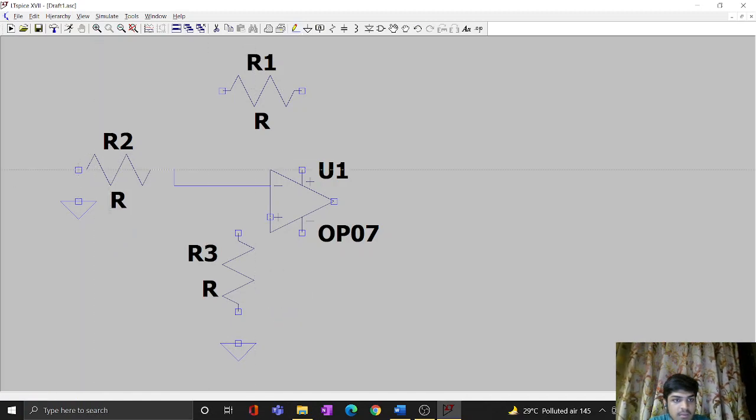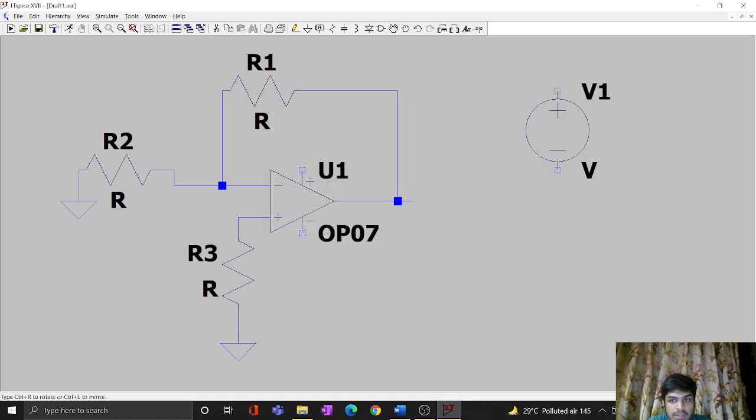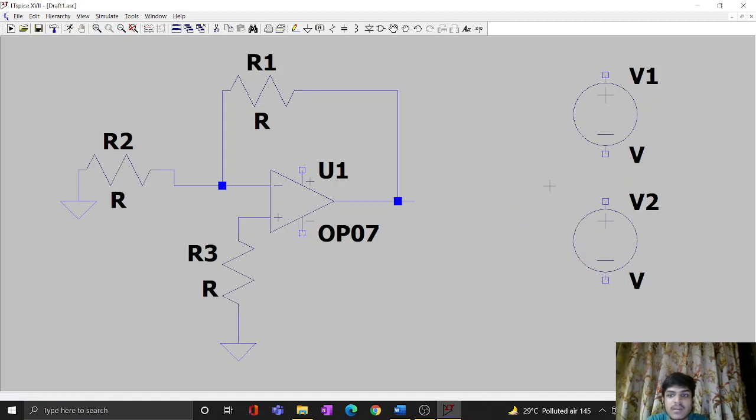Connect the ground and the resistance. Connect the feedback resistance appropriately. Now I'll create the voltage supply needed for the power supply of the op amp, the positive and the negative power supply.